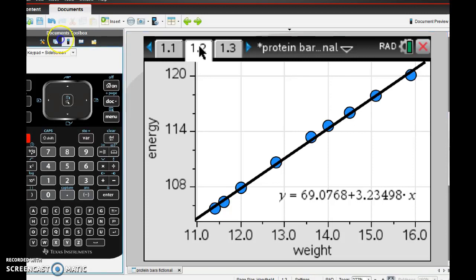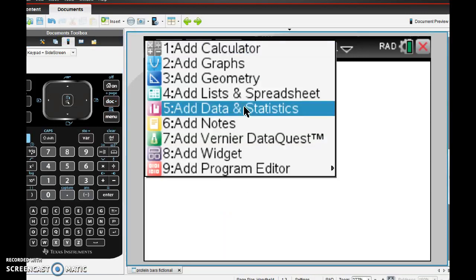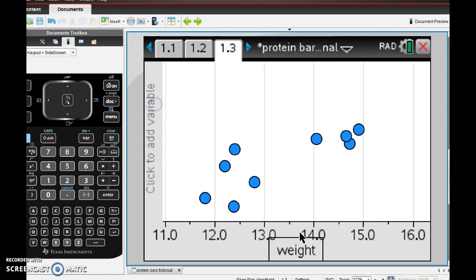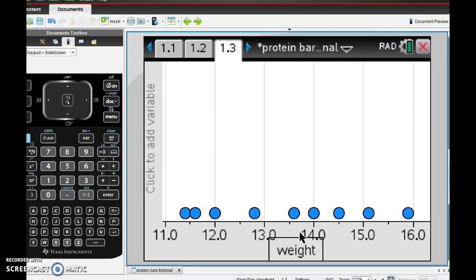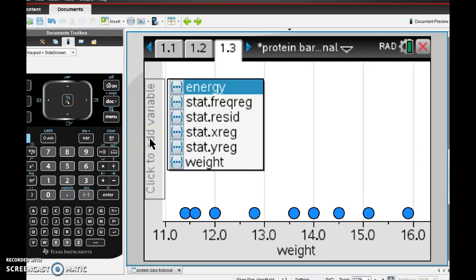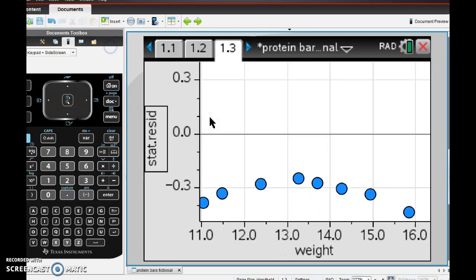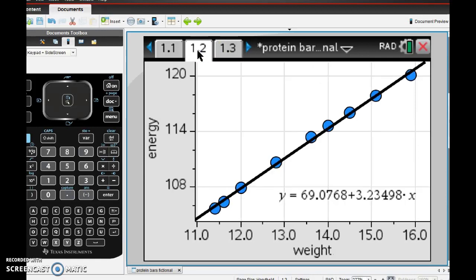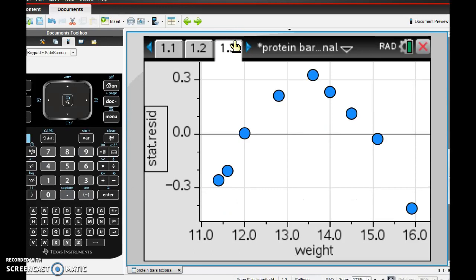I would open up a new data plot. I would put my weight on, so make the same weight. However, instead of graphing energy on the y, remember, when you run the linear model, it stores your residuals into this list called stat resid. So we could just plot those residuals. That's a residual plot. So that's one way to get a residual plot. That's the way I like to do it.